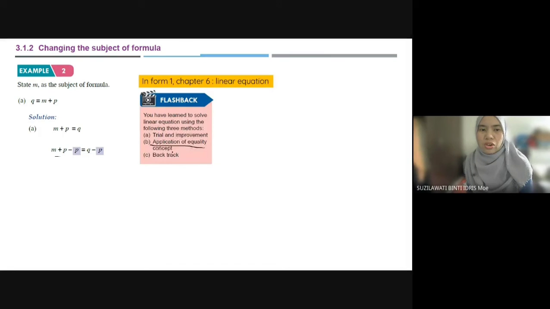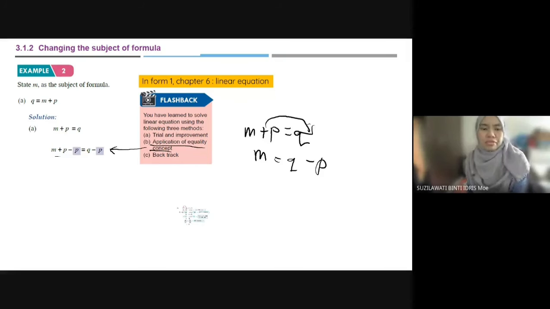Okay, this is application of equality concept that you already learned previously. What you add or subtract or multiply or divide on the left side must be the same to be add or subtract or multiply or divide on the right side. That one is application of equality concept. Ataupun macam saya ajar tadi, M plus P equal Q. I just write M, Q, bring this positive to the right. Q minus P. Sama saja.